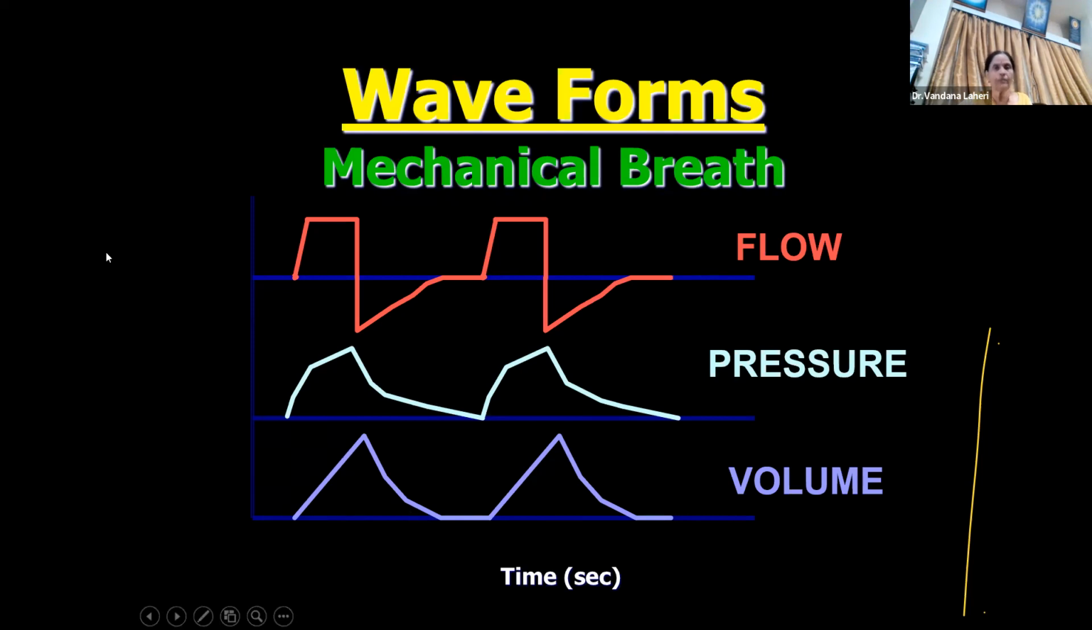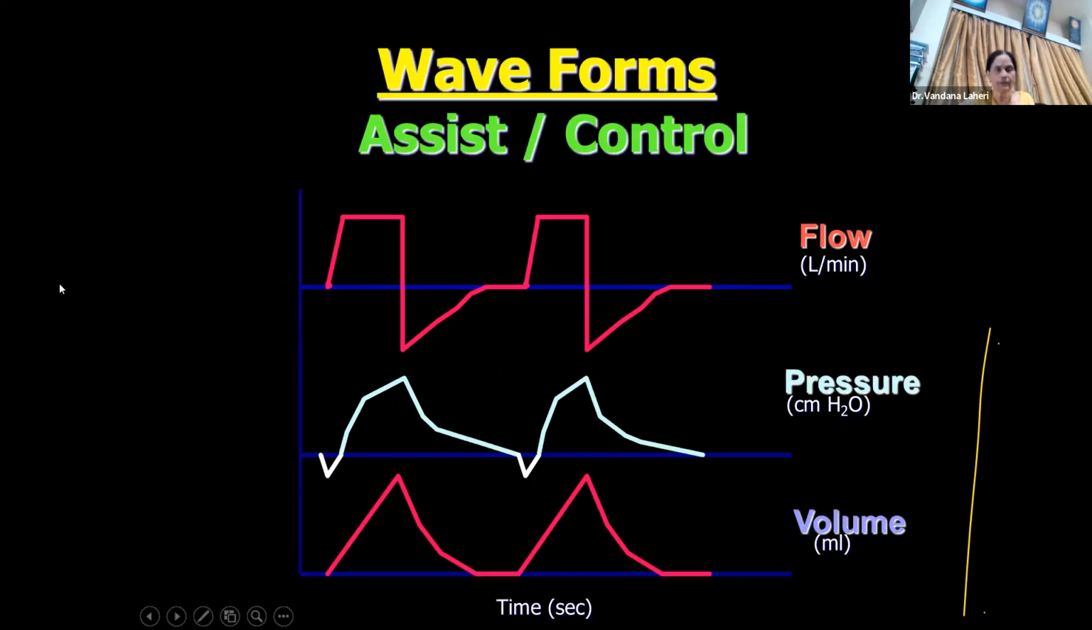So this is how a mechanical waveform, flow, pressure, volume versus time would look like. Now what is assist control mode? Assist control mode is that the patient will trigger the breath only if he creates a negative pressure, the ventilator gets triggered, which may be by pressure triggering or flow triggering mechanism. And only then the inspiration will begin on the mechanical ventilator.